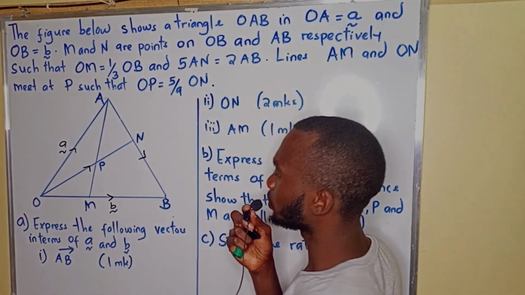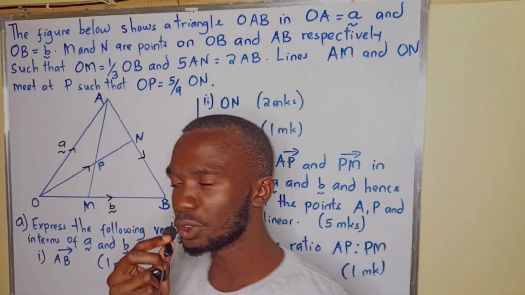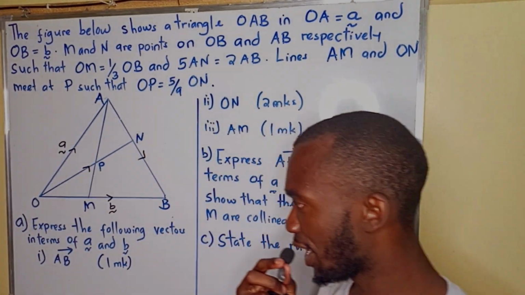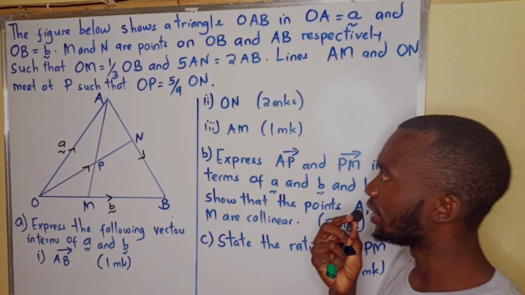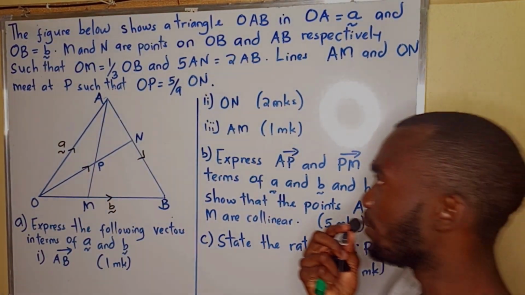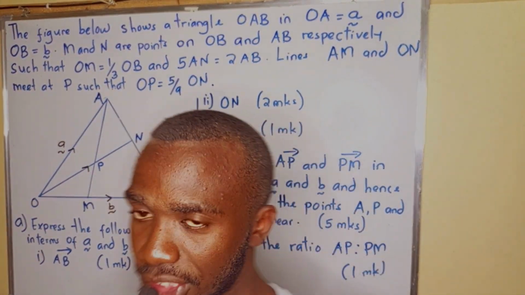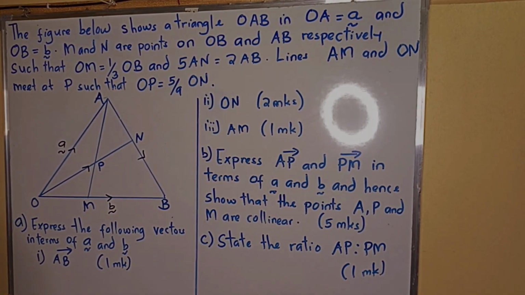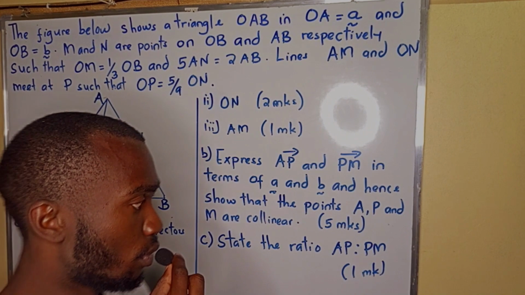then ON. Express the following vectors in terms of a and b. Then we go to vector AB, then we have vector ON and AM. Part B of the question reads: express AP and PM in terms of a and b, and hence show that the points A, P, and M are collinear. That is 5 marks. Then state the ratio AP to PM.